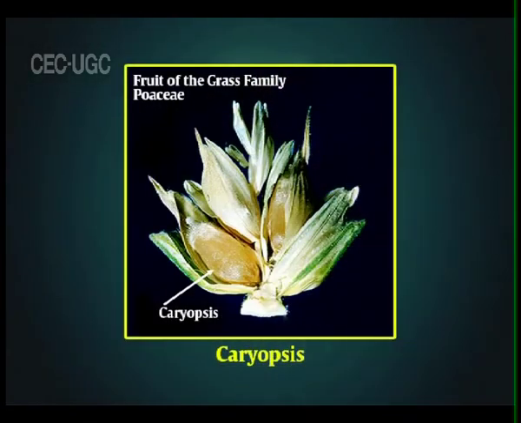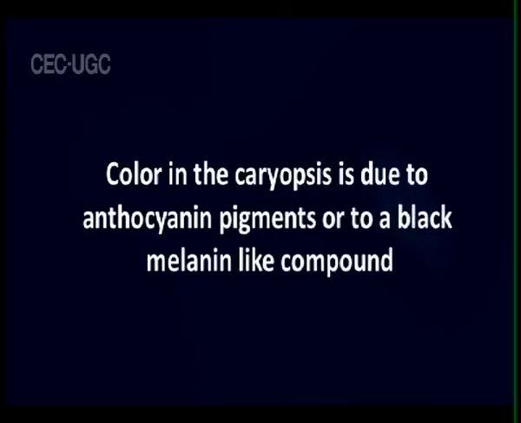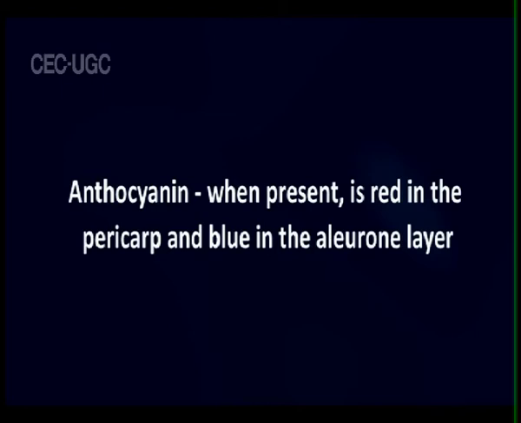The color of the grain in covered barleys depends on the color of the caryopsis and the second husk, that is the pellicle. Color in the caryopsis is due to anthocyanin pigments or to a black melanin-like compound. Anthocyanin, when present, is red in the pericarp and blue in the aleurone layer.